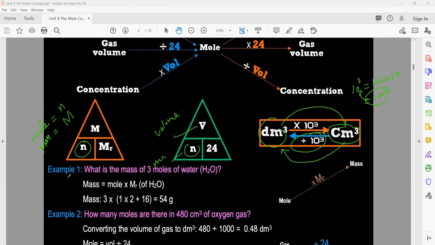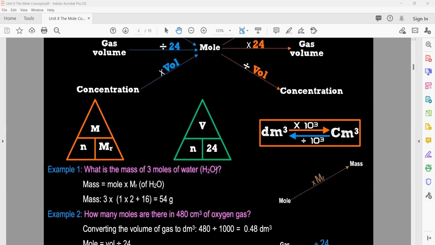For example, they have given here: what is the mass of 3 moles of water? Now, which category is it? Tell me, is water an element, a compound, or a gas? Yes, Ahmed, tell me, in which category will you find it? Compound. So for a compound, what is the formula we discussed before?